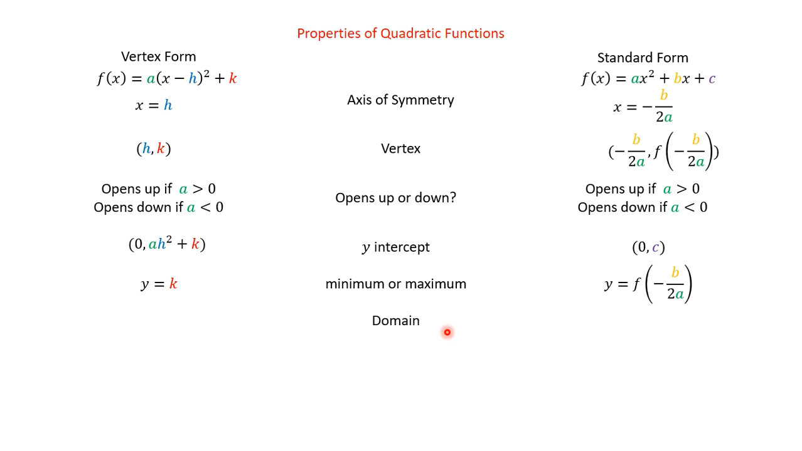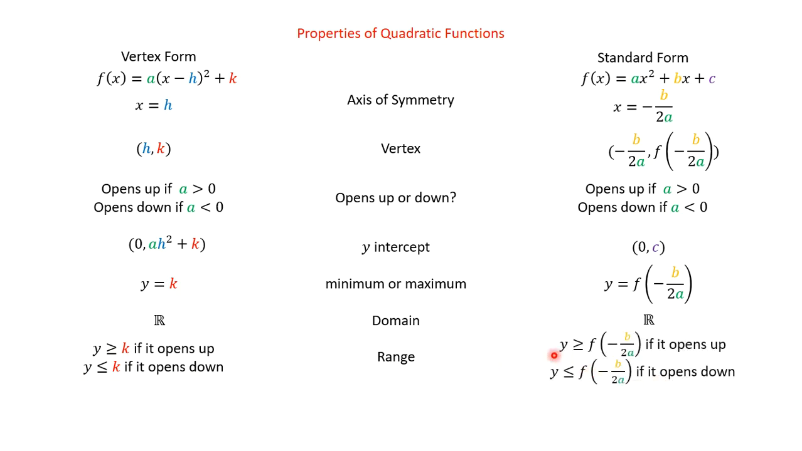The domain. Quadratic functions have domain of all real numbers. That doesn't change based on the form. The range. Y is going to be either greater than or less than the maximum or minimum. If it's a minimum, y will be greater than it. If it's a maximum, y will be less than it. And so if it opens up, y will be greater than or equal to the minimum. If it opens down, y will be less than or equal to the maximum. And then same thing over here. Y is greater than or equal to the minimum if it opens up, less than or equal to the maximum if it opens down.